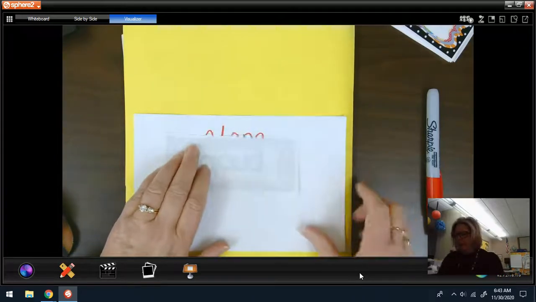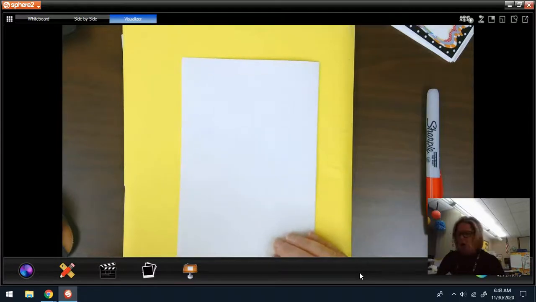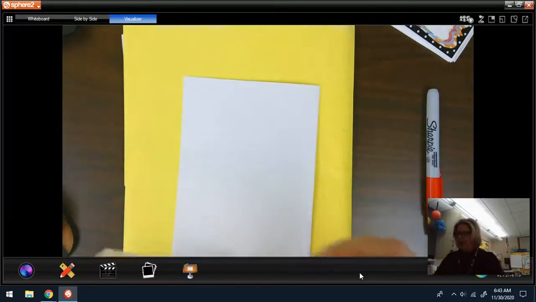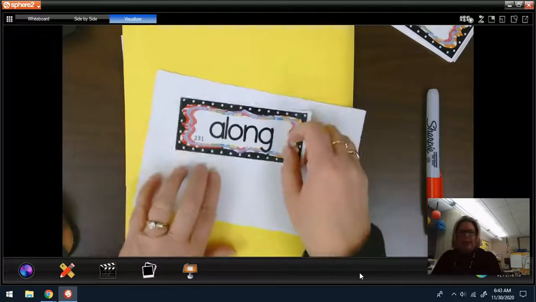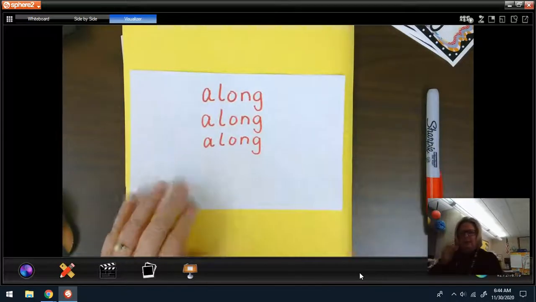That's why we call it a memory word. See if you can spell it without looking. Along. A-L-O-N-G. All right?